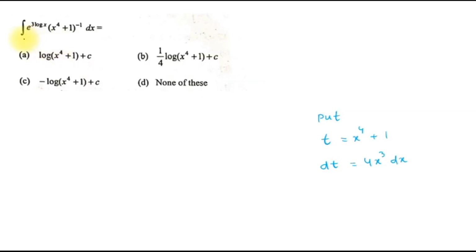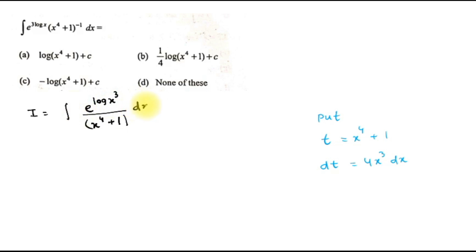Hello dear student, this is your question. This integration can be written as I is equal to the integration of e to the power x e to the power log x to the power 3. Here the product of 3 is raised to the power x, and the x to the power 4 plus 1 to the power minus 1 is in the denominator, so this can be written with x to the power 4 plus 1. That is, here we simplify and rearrange the integration dx.